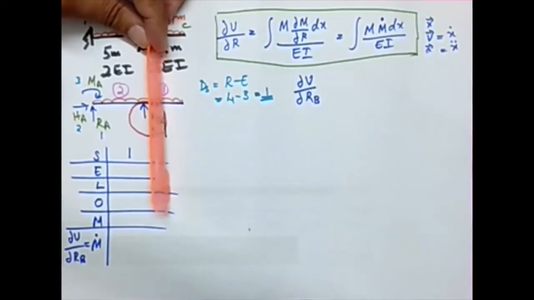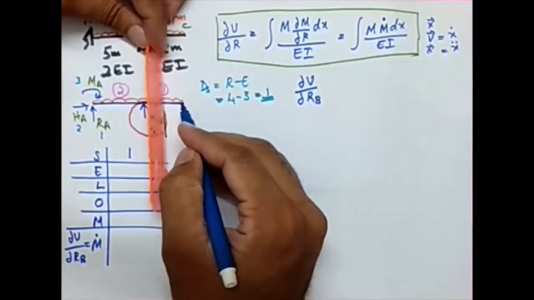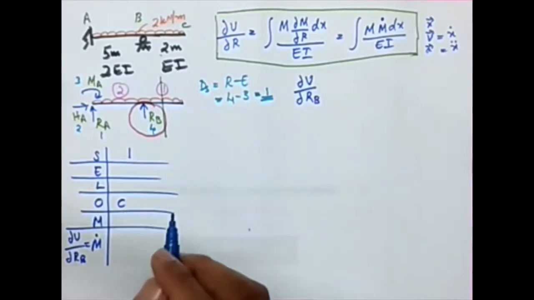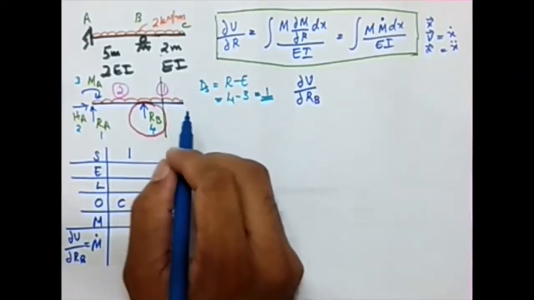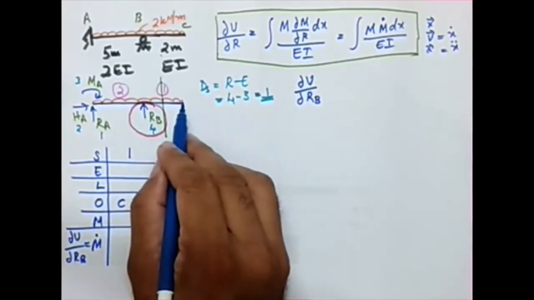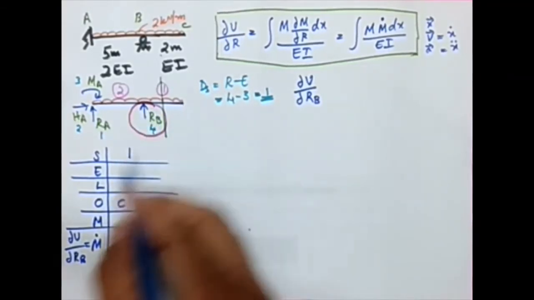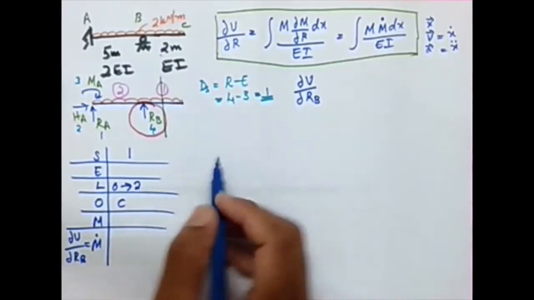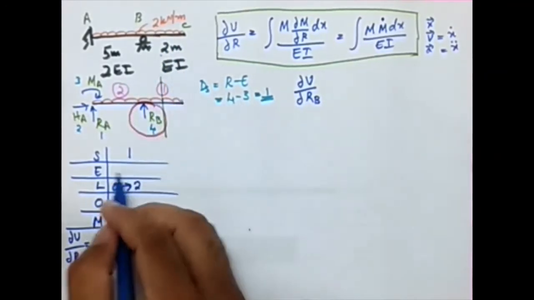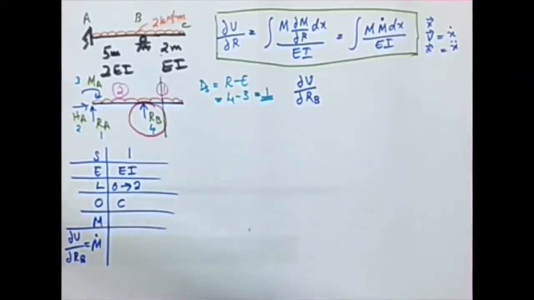If we want to look to the right, consider this as the origin. So I'm considering C as the origin. If C is origin, what will be the limit for the segment? If this is 0, this point is 2. So segment 1 is 0 to 2. What about the EI? EI for segment 1 is EI. So we'll be putting it as EI.